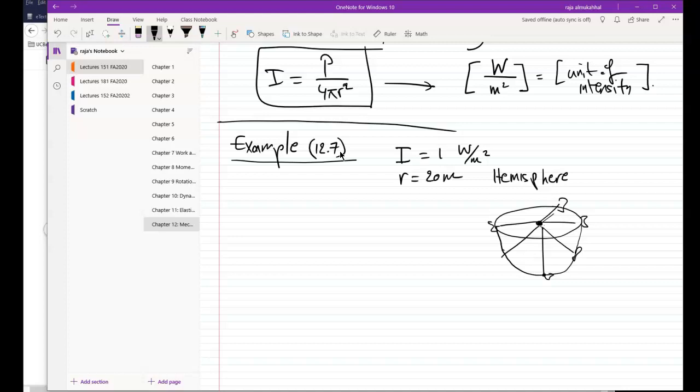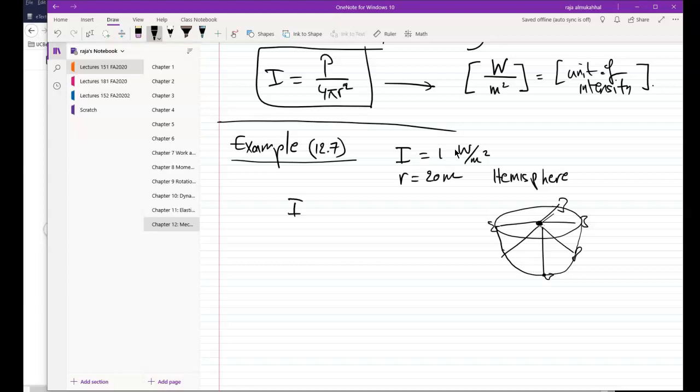So he's asking, what is the power source here? In other words, I want to create an array of speakers in such a way that I want the intensity to reach the observers in the auditorium to be only 1 watt per meter squared. That's a lot of intensity, by the way. That's really loud. So what would be the power of that source?